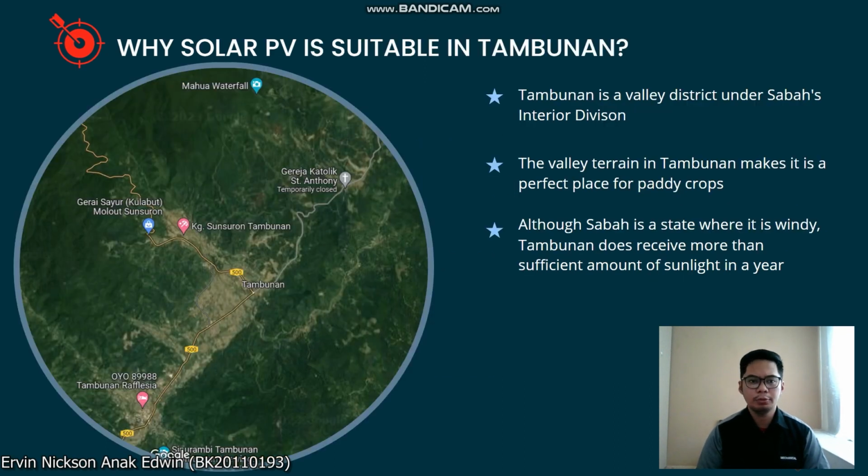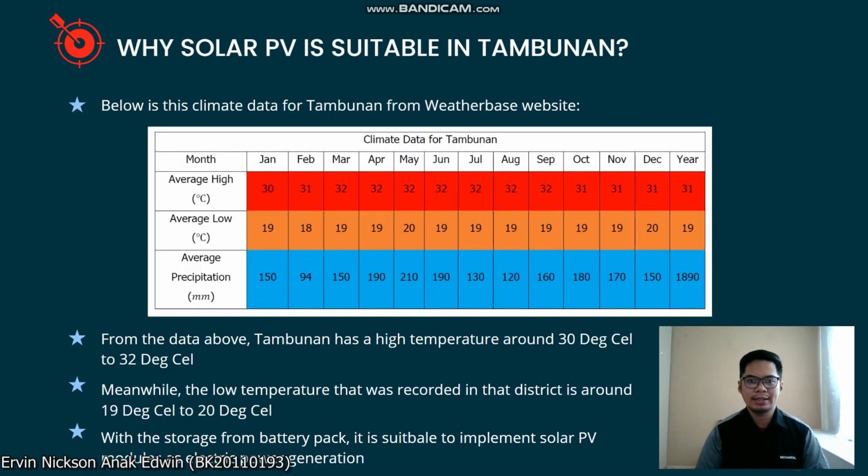Now, I'm going to present why solar PV is suitable in Tamunan, Sabah. Based on the photo that I captured from Google Earth, Tamunan is a valley district under Sabah Interior Division. The valley terrain in Tamunan makes it a perfect place for paddy crops. Although Sabah is a state where it's windy, Tamunan does receive more than sufficient amount of sunlight in a year. Here is the climate data for Tamunan from a weather-based website.